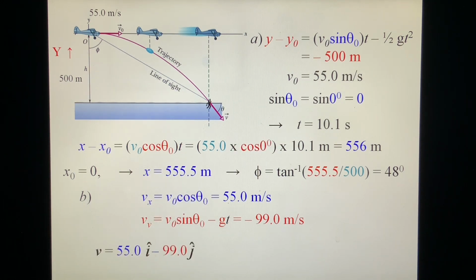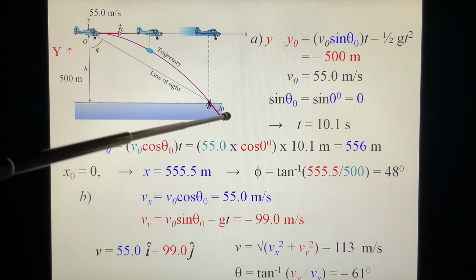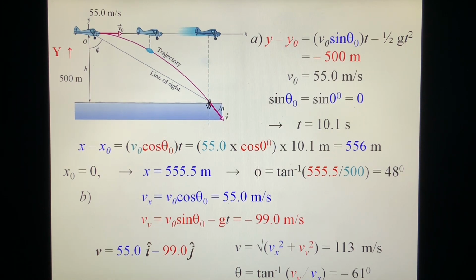So v equals vx i minus vy j. The magnitude equals the square root of vx squared plus vy squared. We put these numbers inside, and we get about 113. And this angle phi is tangent inverse of vy over vx, always y to x. We get theta, and this angle is minus 61 degrees. So you see, vy is a negative number, going this way, and vx is positive, so this is the direction of v. This is minus 61.